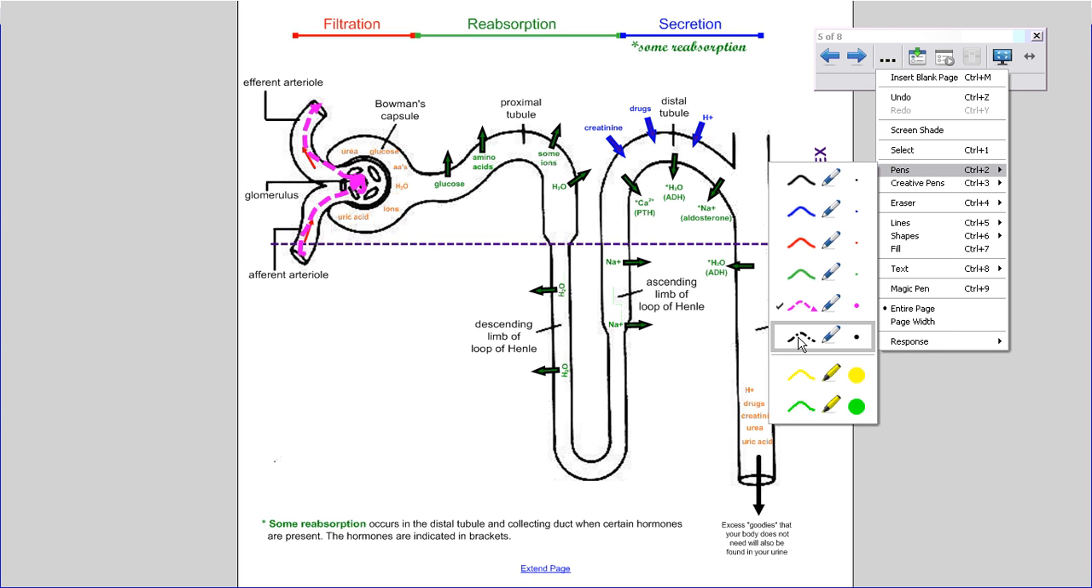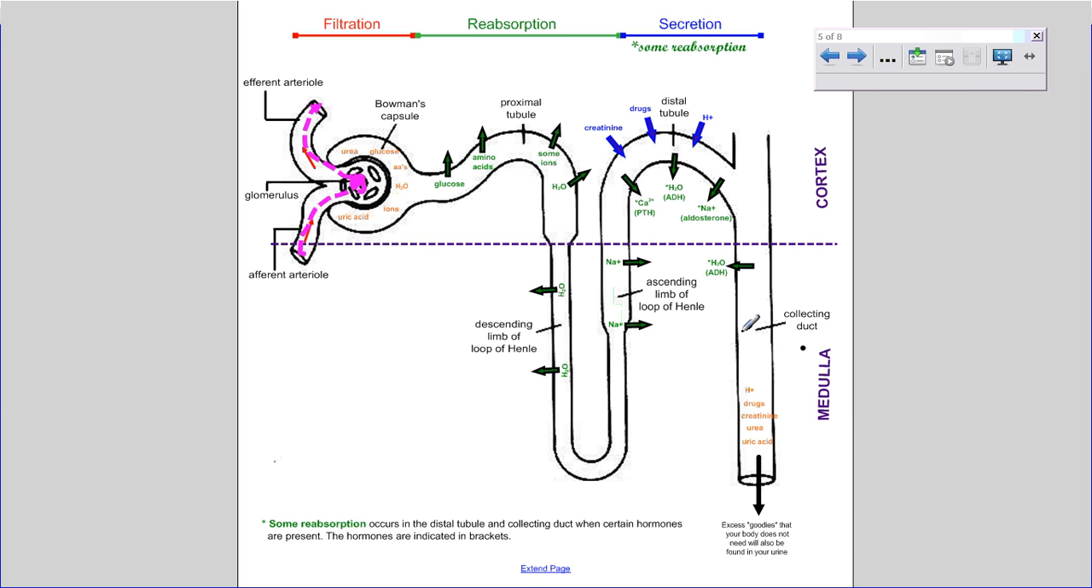Let's see if we change pens now. So of that material, some of it is just going to keep on going out and be excreted in your urine, but some of it is stuff that's useful to the body. Depending on what your body's situation is at the time, you may need more of certain things. So this first section right after Bowman's capsule, the proximal tubule, is the first chance for us to reabsorb or take back in useful materials.